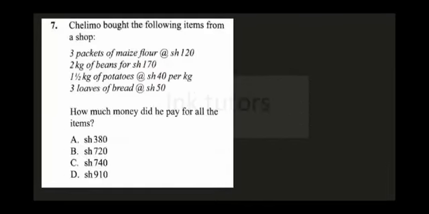So question 7 says, Kalima bought the following items from a shop. How much did he pay for all the items? All you just need to do is to sum up all the things he bought. So this is 3 packets of maize, 3 times 120. So this is going to give us what? 360 shillings.